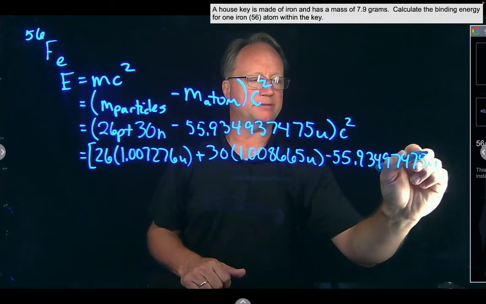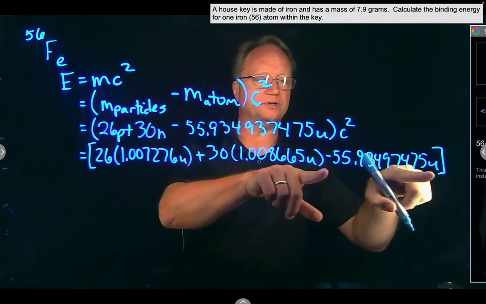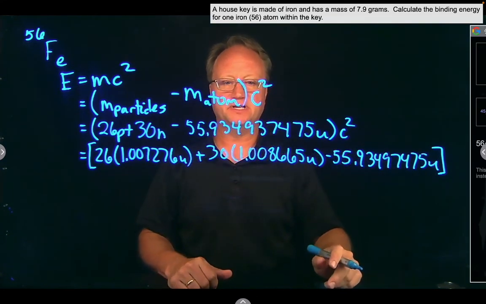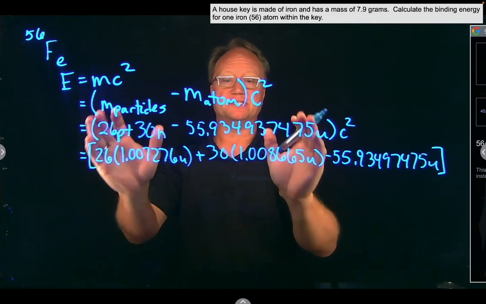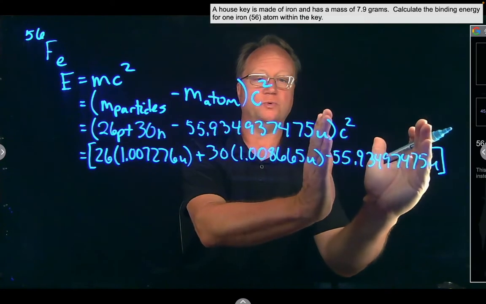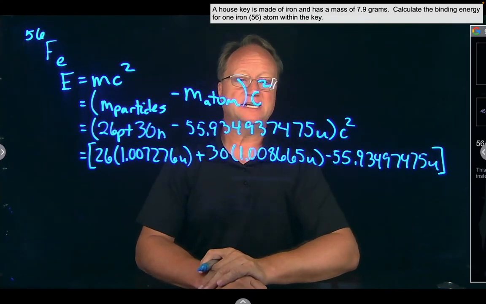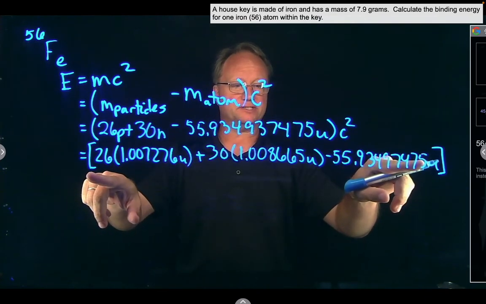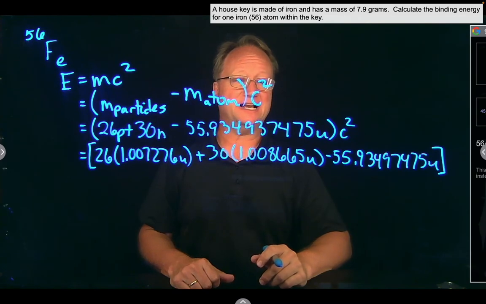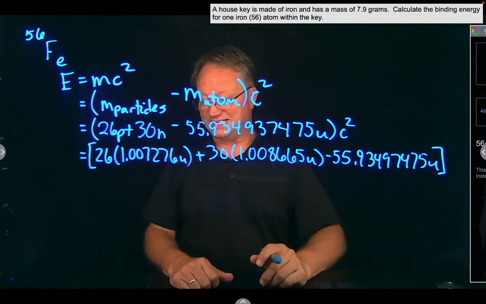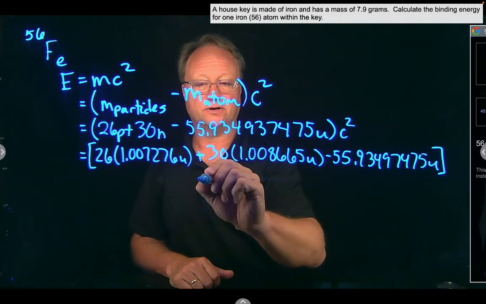55.93497475 atomic mass units. Now, this mass of particles will not agree with the mass of the atom. You're always going to have more mass when you have the individual particles, because some of this mass then, when it's an atom, is not expressed as mass, it's expressed as energy. Taking this difference gives us the mass defect, and then we're going to have to convert that into kilograms to get our mass in joules.